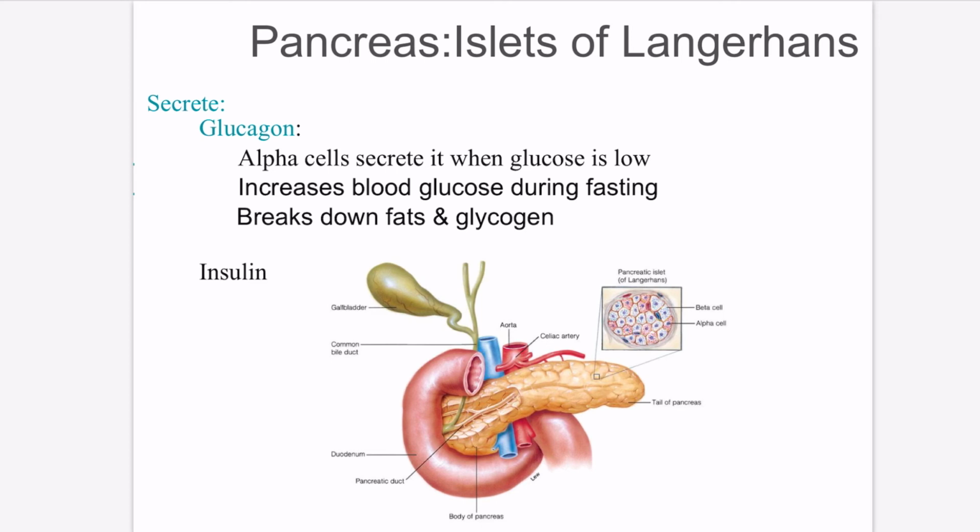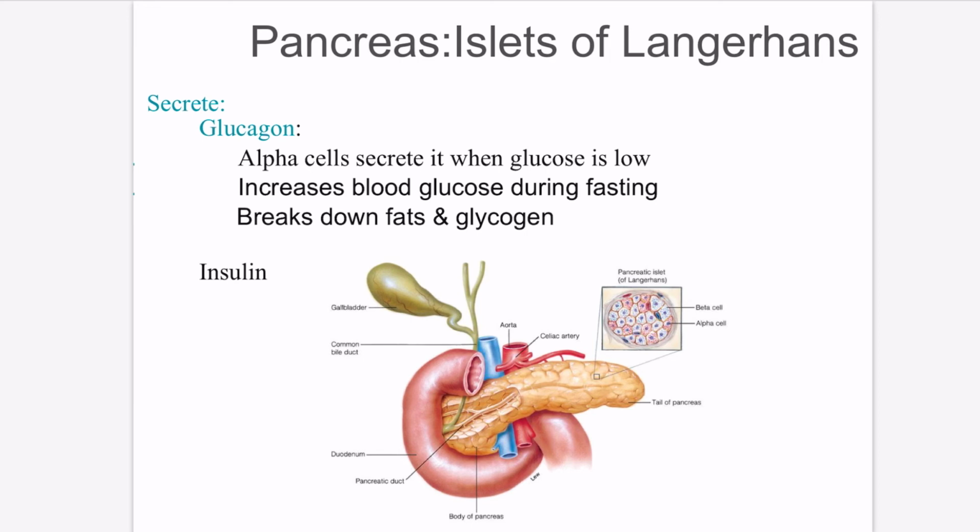So the alpha and beta cells are going to secrete two hormones. The alpha cells secrete glucagon, the beta cells secrete insulin. So let's talk about glucagon first. When glucose is low, so say you're in your 6-hour lab and you don't eat a lot of food during that time, your glucose levels may be low.